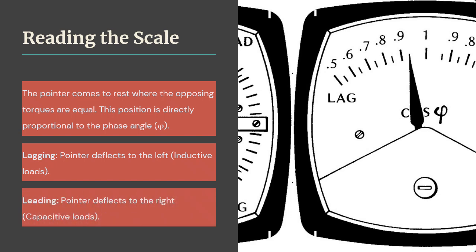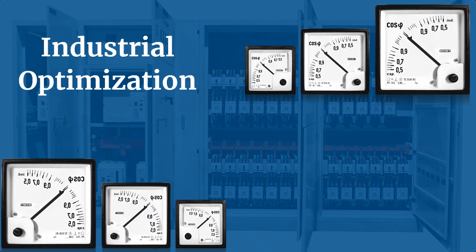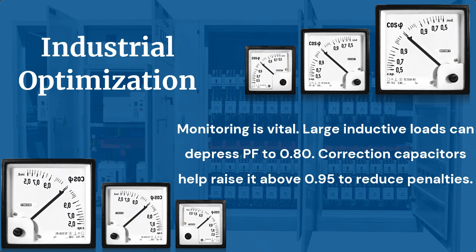Industrial optimization. In industrial settings, continuous PF monitoring is vital. Large inductive loads, such as heavy machinery, can often depress the power factor to 0.80 or lower, which typically incurs utility penalties. Implementing correction capacitors is the key strategy to raise the power factor, ideally above 0.95.